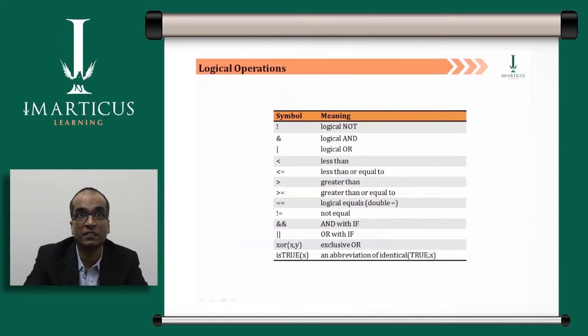Now some logical operators, symbols and the meaning. Not, that is the exclamation sign, stands for logical not. And stands for logical and, it's an and operator. The pipe symbol, that is the standing straight line, stands for the or operator. Less than, anyone knows what less than means. Less than equal to means it's less than or equal to.